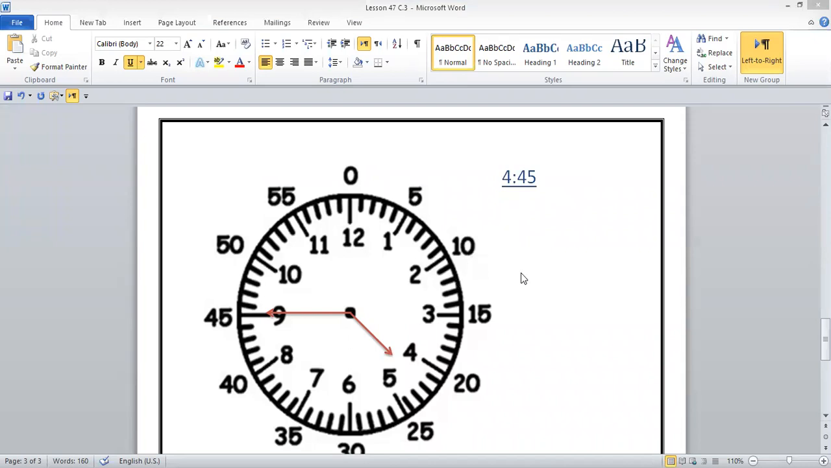So guys, today we practiced telling time. When the minute hand is at 12, that means 0 minutes, 4 o'clock. If it is at 1, 4:05. If it is at 3, 4:15. If it is at 6, 4:30. If it is at 9, 4:45.